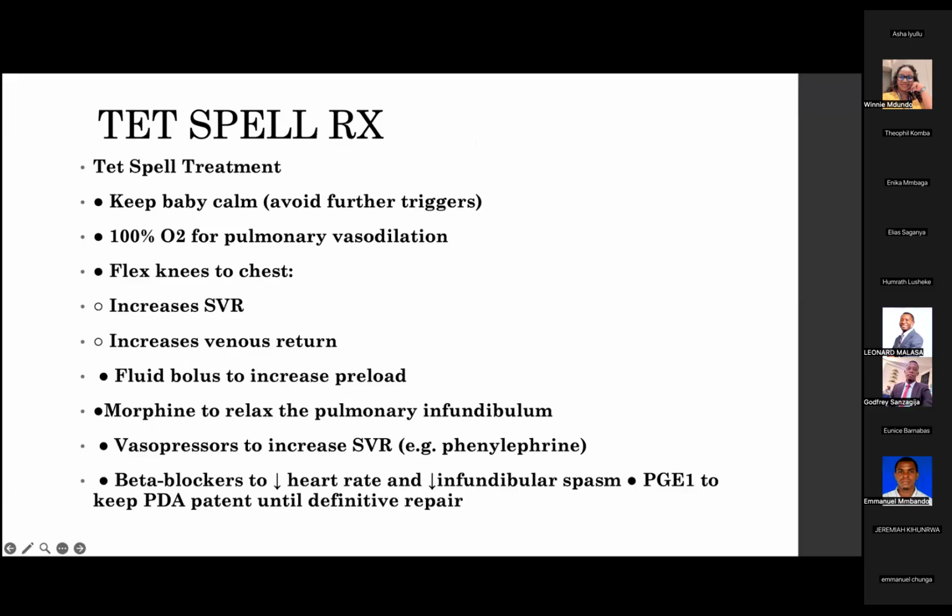And if this patient presents at less than 1 month, then you can give prostaglandin E1 to keep the patent ductus arteriosus open, allowing the shunting and the mixing to take place until definitive repair is suggested.